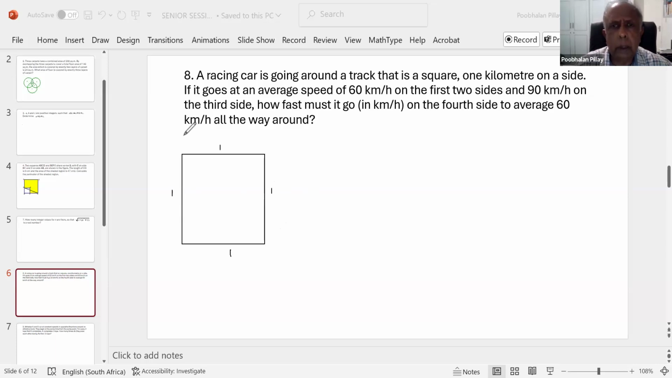Now, if it goes at an average of 60 kilometers per hour on the first two sides, we don't know where it starts, but suppose it starts here, and it's going down like this maybe. So the first side it travels down, this is the first side. It's traveling at 60 kilometers per hour. The second one also, the first two sides, 60 kilometers per hour. And 90 kilometers per hour on the third side.